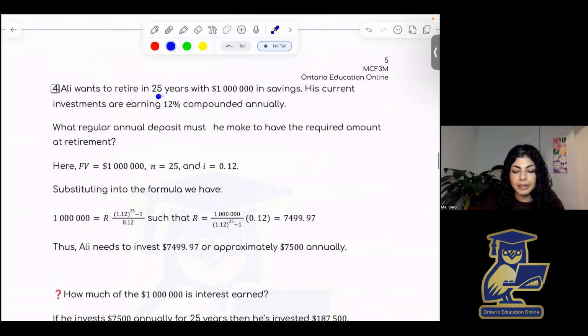Ali wants to retire in 25 years with $1 million in savings. His current investments are earning 12% compounded annually. What regular annual deposit must he make to have the required amount at retirement?